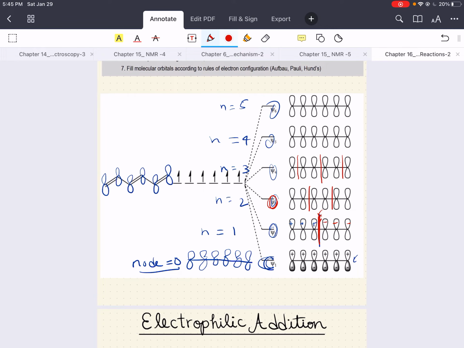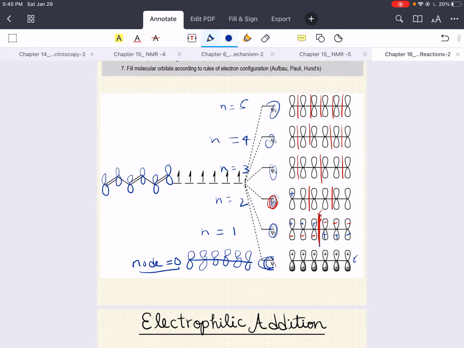Then for 4, what you can do is 1, 2, 3, 4. That's a good symmetrical way to do this. And then for 5, it's just going to be 1, 2, 3, 4, 5. So there's going to be a change in phase between all of these. Now what we can do is going to be easy. We can just go ahead and draw these appropriately with positives and negatives to demonstrate changes in phase.